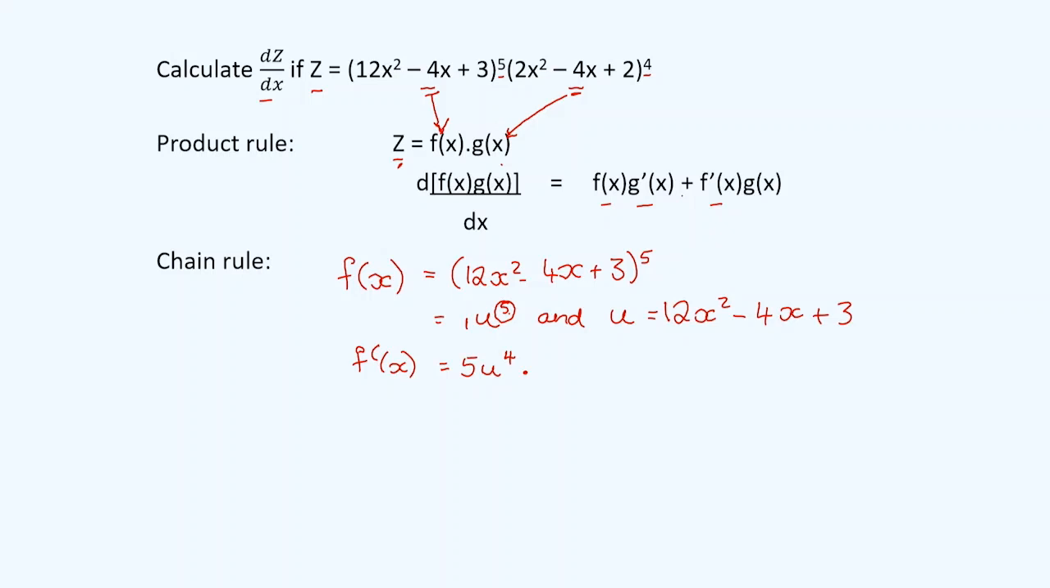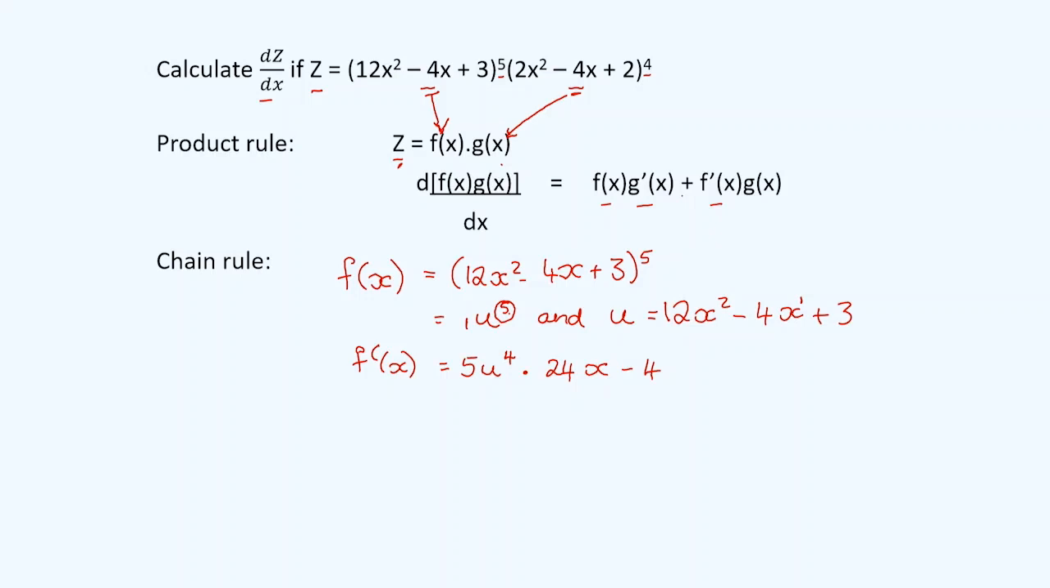So 2 times 12 is 24x, minus 4. Because remember, we have 1 here as the exponent. Multiply 1 by 4, we're left with 4. 1 minus 1 equals 0. x to the power of 0 will give us 1.